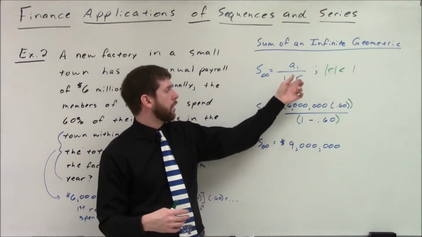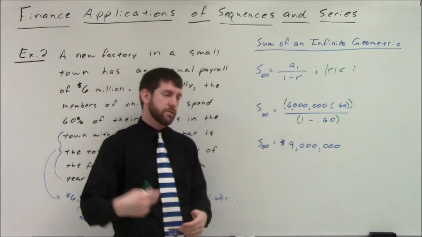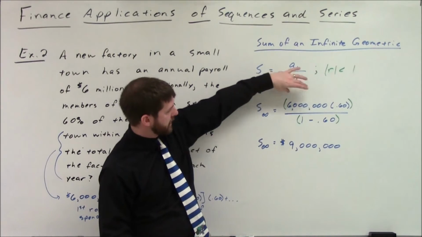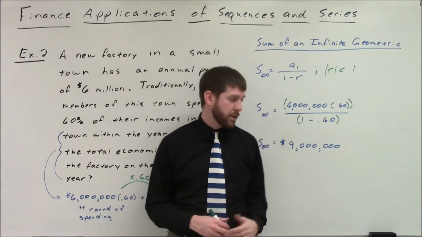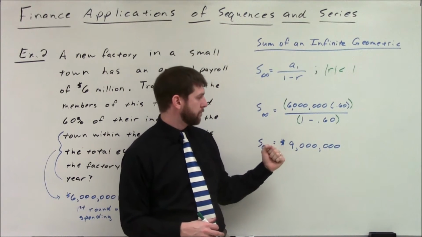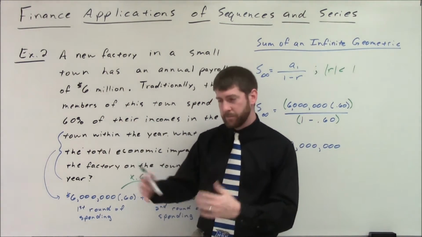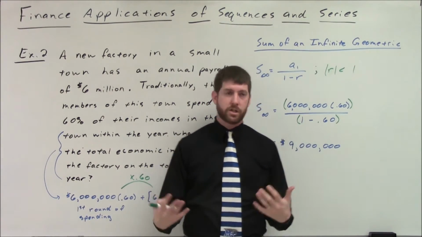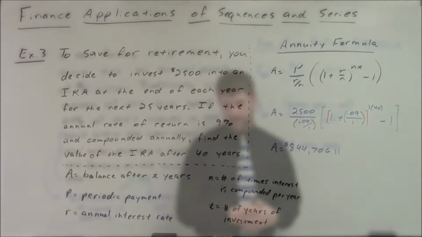And then you do 1 over 1 minus r, so 1 minus our common ratio, which is spending an additional 60% every single time. When you go through and punch that in, remember parentheses, numerator, parentheses, the denominator, you're going to get $9 million total from that $6 million. So while it started out as $6 million being paid to the workers, the town actually exchanged $9 million worth of goods and services from that $6 million.